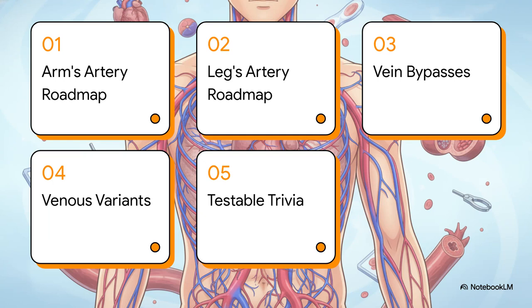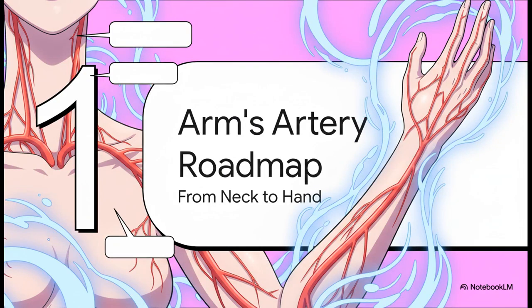So, here's the game plan for our tour today. First, we're going to tackle the arm's artery roadmap. Then we'll head down to the leg. After that, we'll see what happens when veins have to create some crazy bypasses. We'll also spot a few classic venous variants, and then wrap it all up with a little trivia to make sure everything sticks.